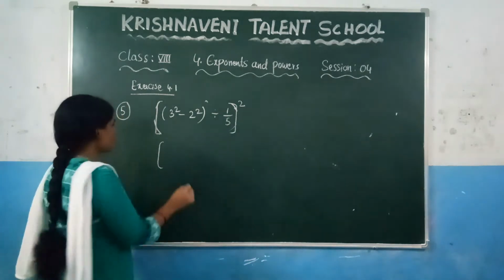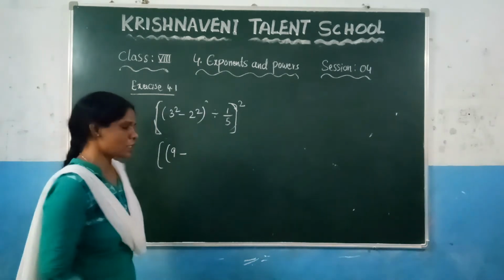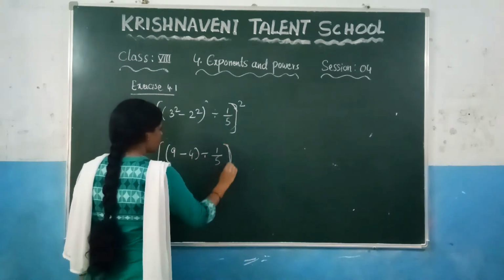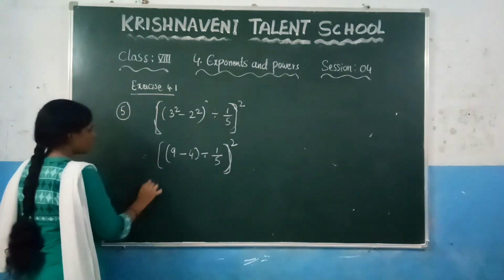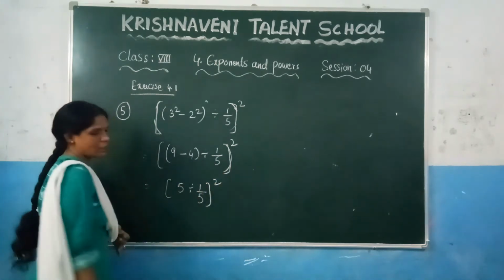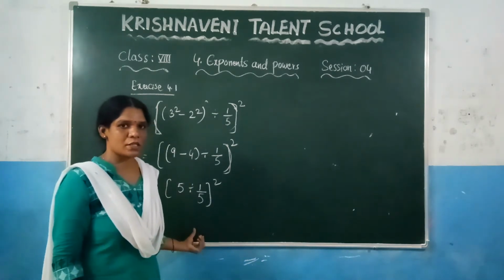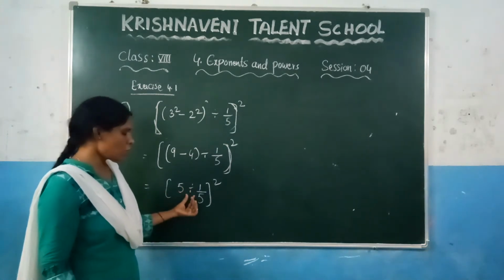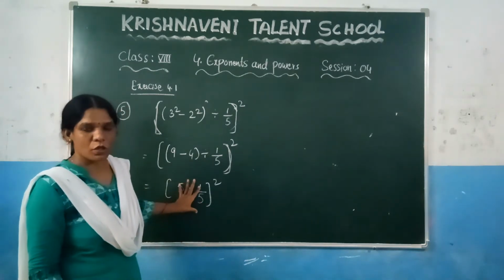There is a 9. So you will get here 9 minus, what is the value of 2 square? 2 into 2 which gives you 4. 9 minus 4 divided by 1 by 5 whole square. What is the value of 9 minus 4? Which is 5. So you will get here 5 divided by 1 by 5 whole square. Right? And here division is there. If you change this operation into multiplication, what we need to do? You know how to divide two fractions, right? In case of division, if you write multiplication, you need to write the reciprocal of this number.